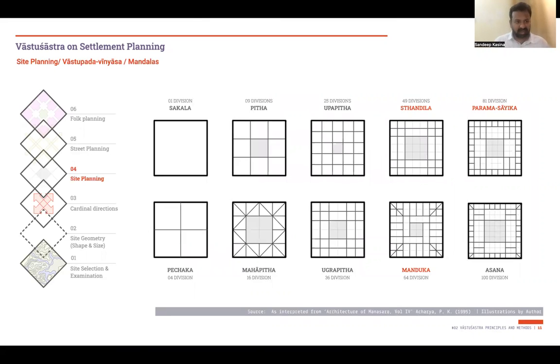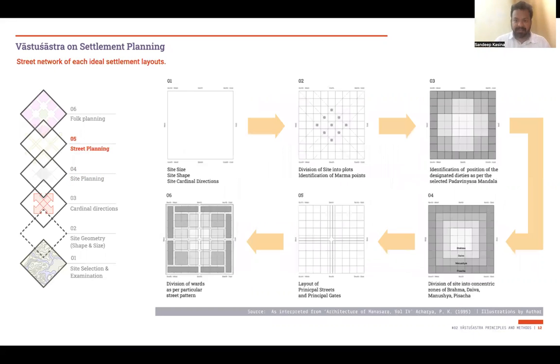The concept of Padavanyasa. Vaastu Shastra divides the site into a grid of specific ratios called Padavanyasa. Streets are then laid according to the lines of division. Zoning and the distribution of amenities and functions within settlements, such as residential areas, markets, and industries, are determined based on the Padavanyasa. The division of the site into quadrangular plots, known as padas, varies in size and number according to settlement requirements.